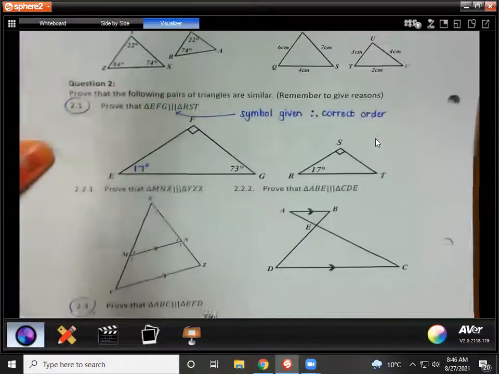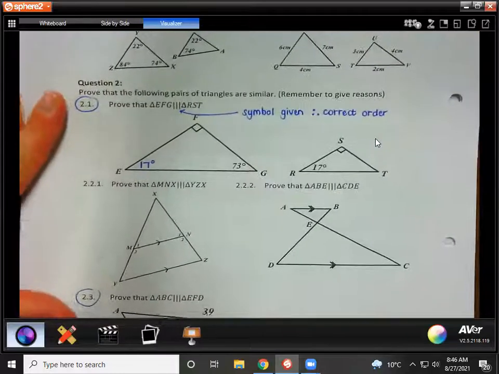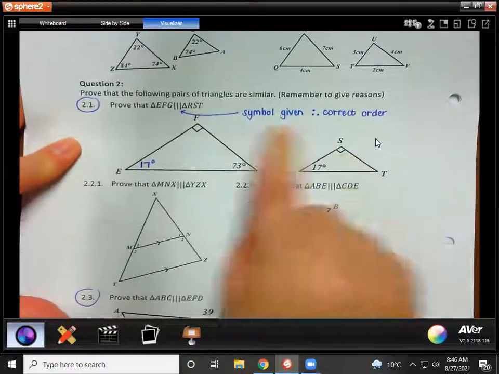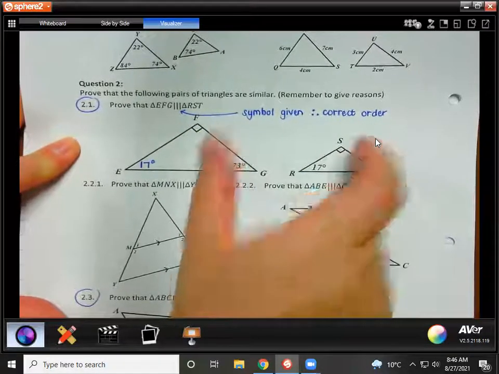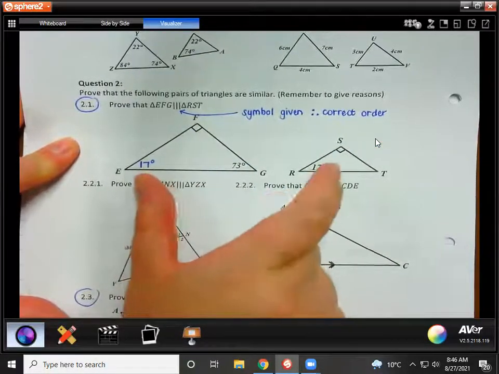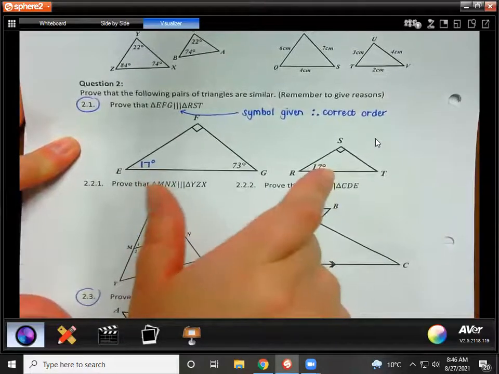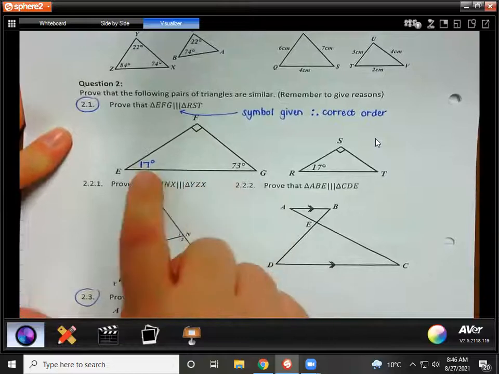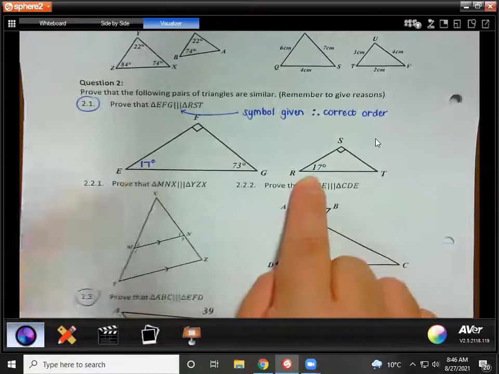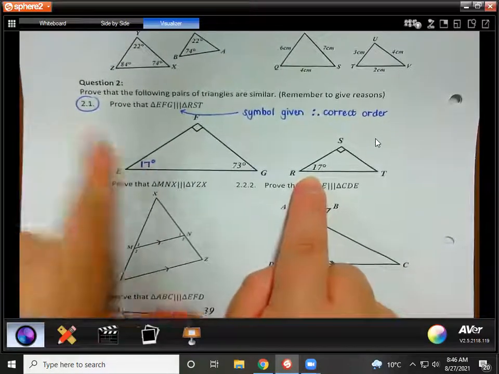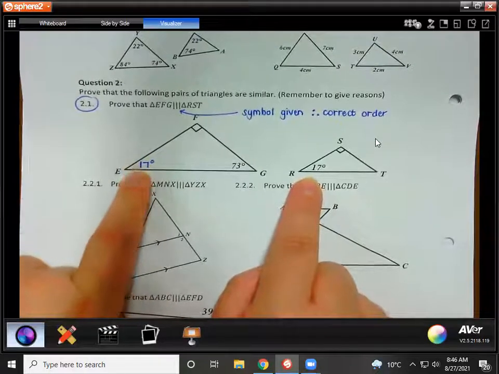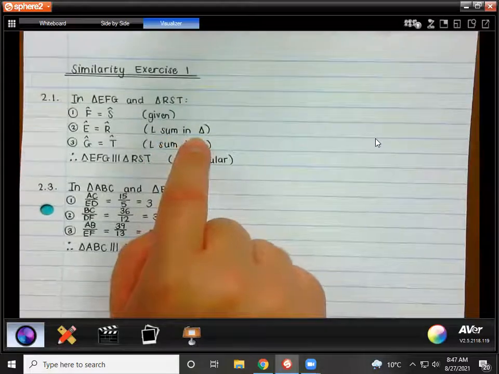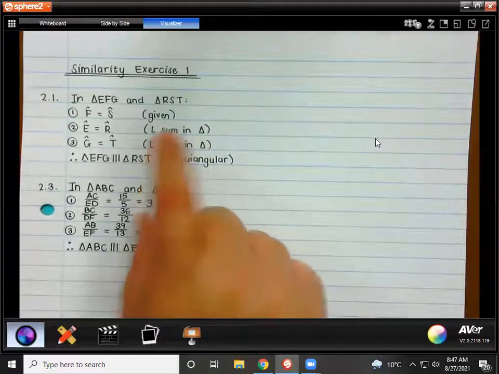Okay, so 2.1, we did speak about this quickly in class. Obviously, we can see that F is equal to S. They're both 90, so that's given. Then this 17 degrees we calculated by saying 180 minus 90 minus 73. So we can't say that E is equal to R because of given, because they didn't give us the size of E. We had to calculate it using angle sum in triangle. So that must be your second reason.